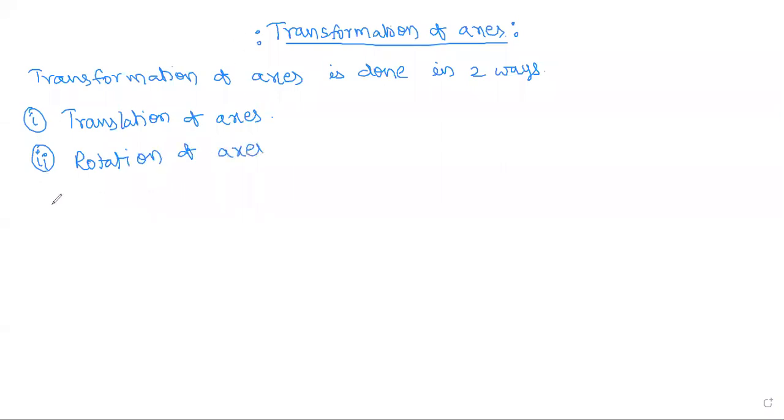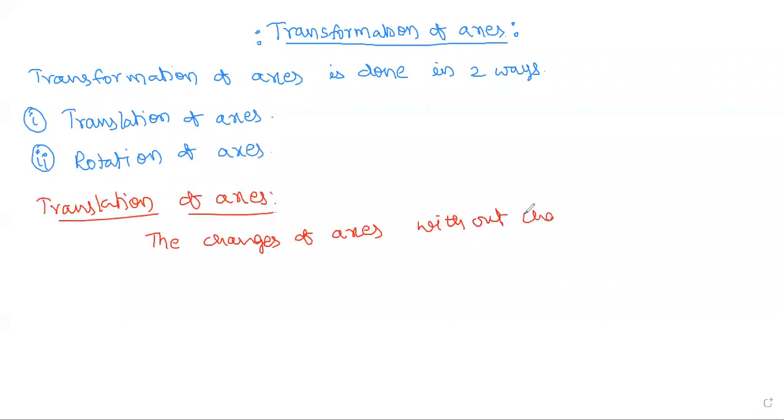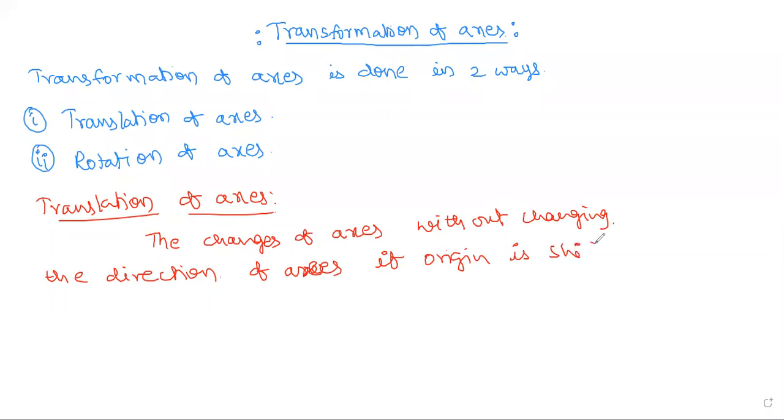So what does translation of axis mean? It is the changing of axis without changing the direction of the axis. If the origin is shifted to another point, without changing the direction of axis, it is called translation of axis. Don't write, listen first.